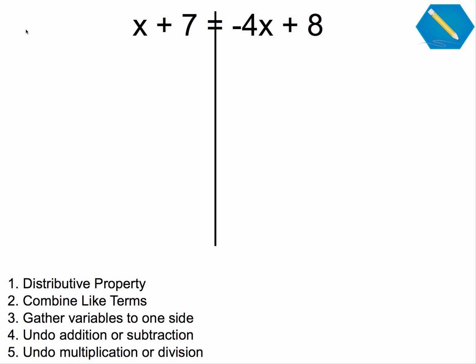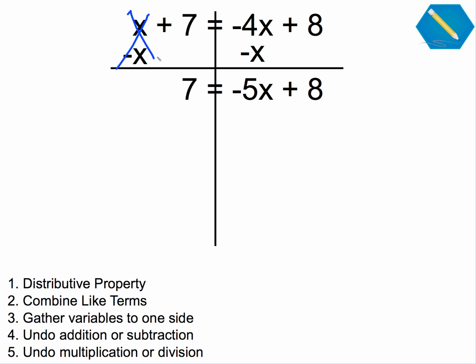Okay, so what I'll do is I take that equation, I put the 5 steps down here. Let's separate our two sides and use the distributive property, which we cannot do because there's no parentheses. Combine like terms. On the left, I've got a letter and a number on the right, so skip it. What we need to do is gather variables to one side. I chose to move the x. Since it's positive, I'll subtract x from both sides. That way, the x's cancel, bring down the 7. Negative 4x minus x is negative 5x, and bring down the 8.